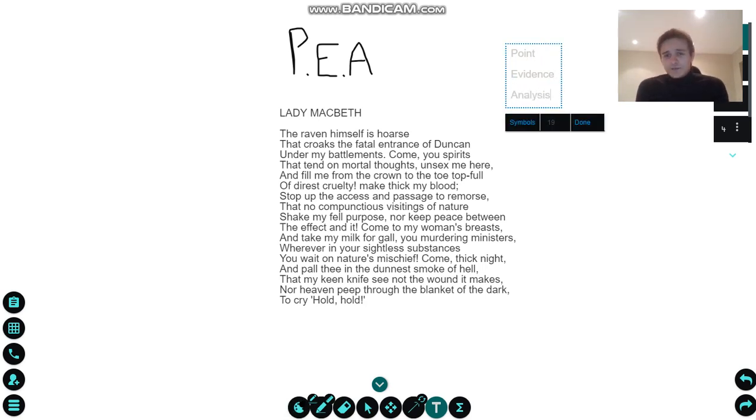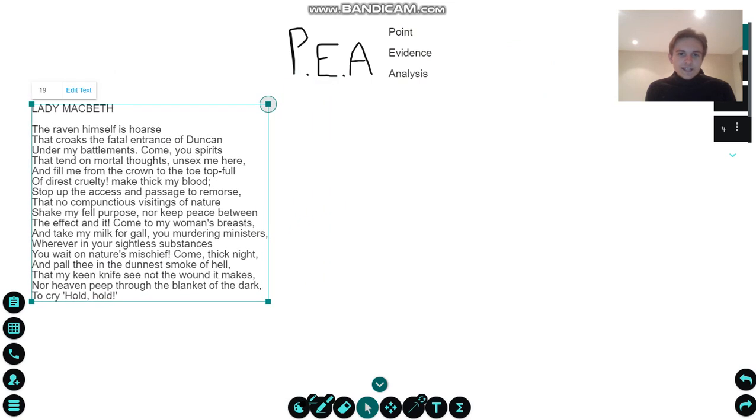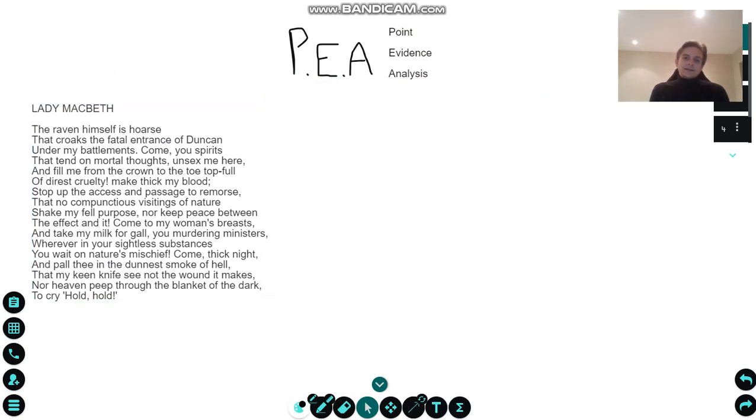Now for this lesson I'm just going to focus on the point because it takes quite a lot of information to break down each of these, but that is what this acronym stands for. Typically the PEA paragraph model is used for body paragraphs of essays. It's very rarely, almost never used for introductory paragraphs. It's almost always used for body paragraphs.